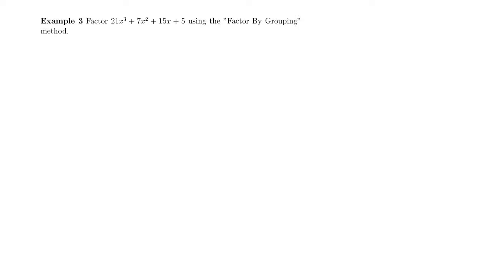And for the final example, what I'm going to do is combine the ideas from the first and second example into example number 3. So let's see, I have 21x cubed plus 7x squared plus 15x plus 5. My ultimate goal here is to factor this expression, but we're going to use something called the factor by grouping method. So we're still going to use a greatest common factor, but we're going to use it on just the first two terms and just the last two terms and see how that helps us completely factor this expression.